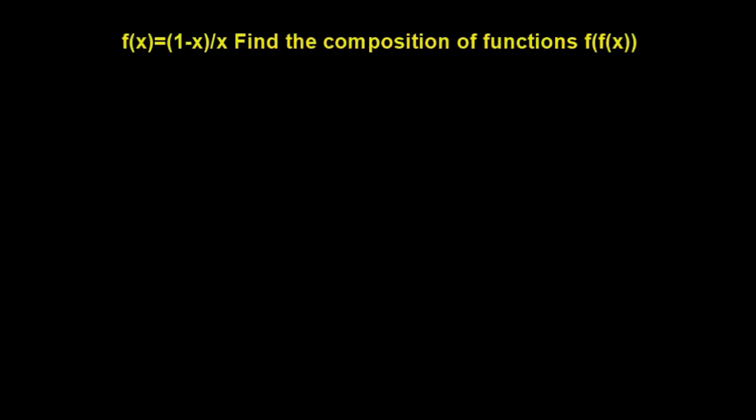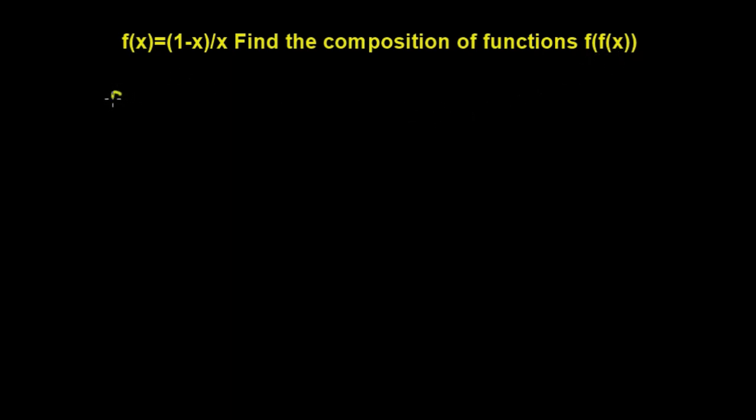So here's a more difficult one for you to try. We've got f of x is equal to 1 minus x all divided by x. Now what we want to do is find the composition of functions of f of x. So we want to take f of x and actually put it into itself. So let's start off with this. Everywhere we see an x here, we've got to replace it with 1 minus x divided by x. So that's what f of x means.